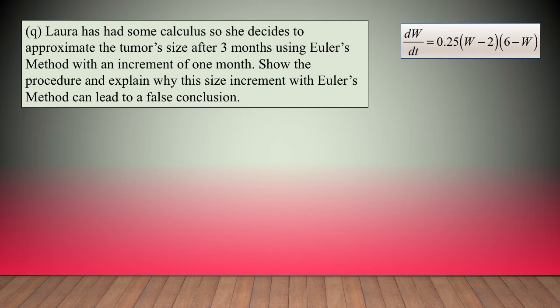Part Q reads, Laura has had some calculus, so she decides to approximate the tumor size after 3 months using Euler's method with an increment of 1 month. Show the procedure and explain why this size increment with Euler's method can lead to a false conclusion.